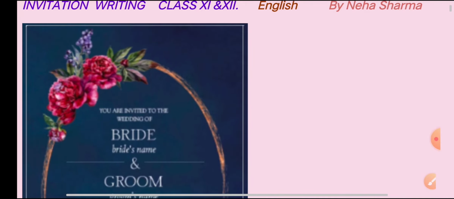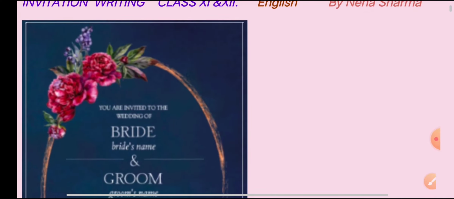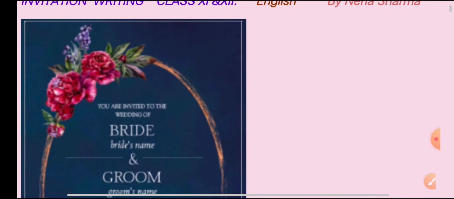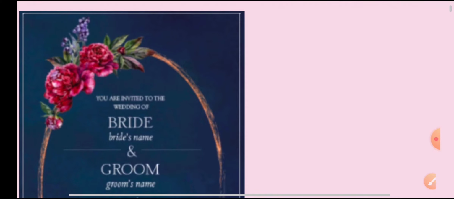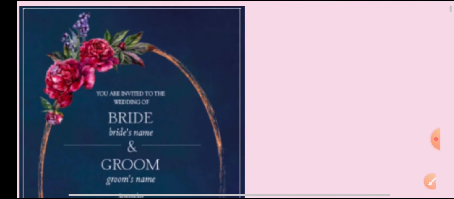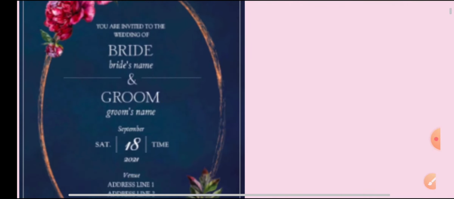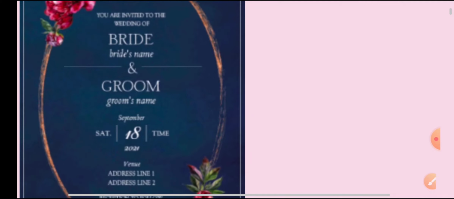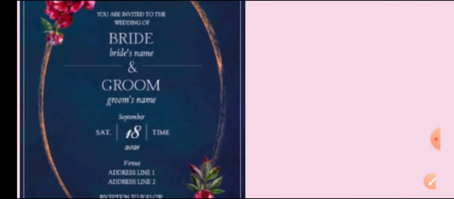So invitations, as you can see on your screen, this is the format. This is one wedding card actually, right? I've designed it for you. So this type of invitation is known as a formal invitation card, right? As we have two kinds of invitations, we can have both formal as well as informal. So on your screen you can see a formal invitation, right?